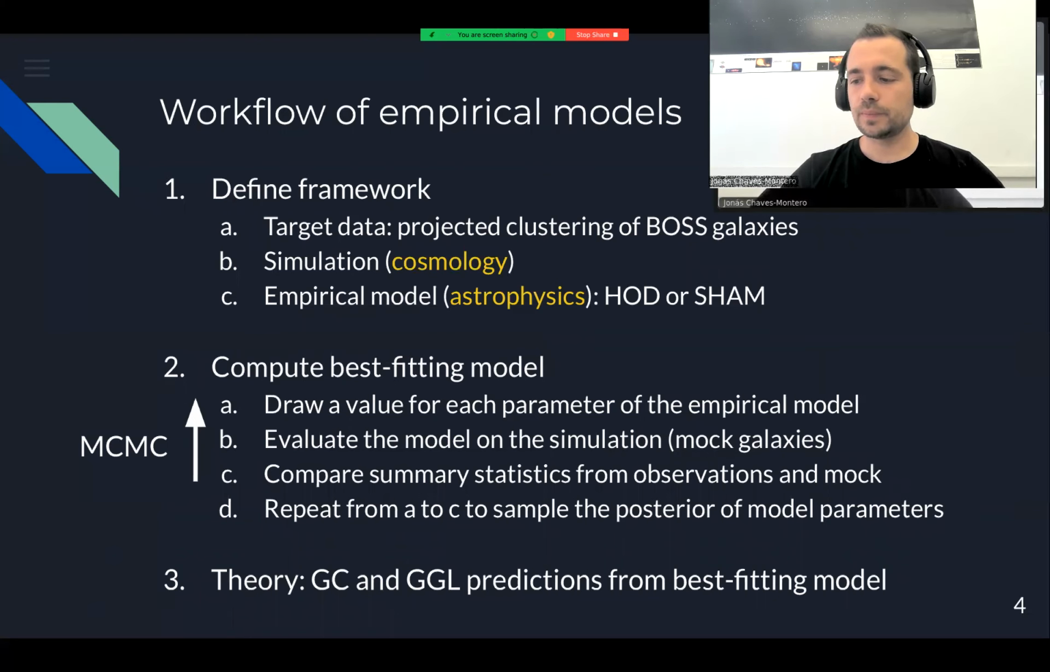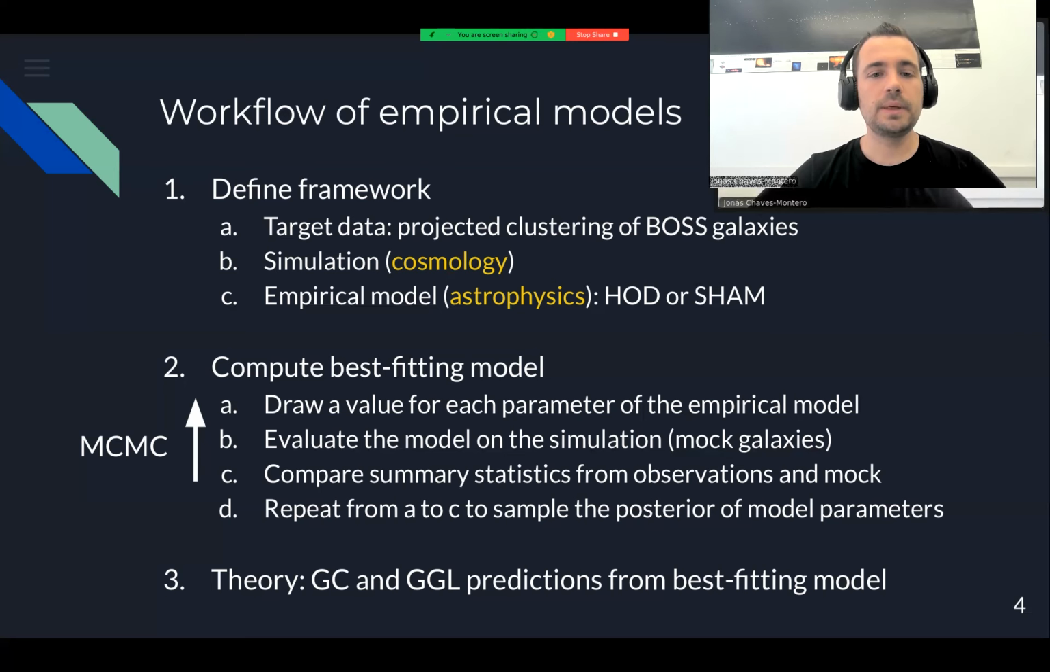So before we study this problem in more detail, let's do a recap of how empirical models work. The first thing that you need to do is to select a target data. In this case, we are going to select the projected clustering of BOSS galaxies, and a simulation in which you evaluate the empirical model. This is very important because this simulation is going to set the cosmology of the problem, and so is the empirical model per se that you select. There are different flavors. The typical ones are HODs and SAMs. These models give you the galaxy-halo connection, so in which way galaxies populate the halos from the simulation.